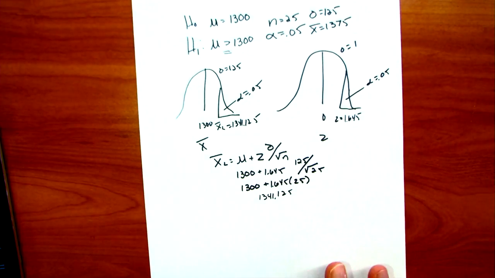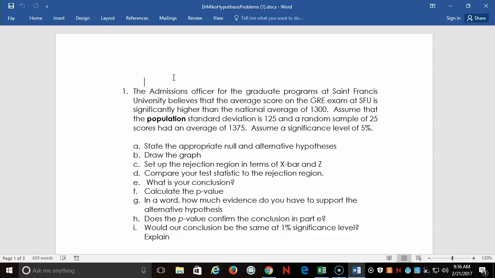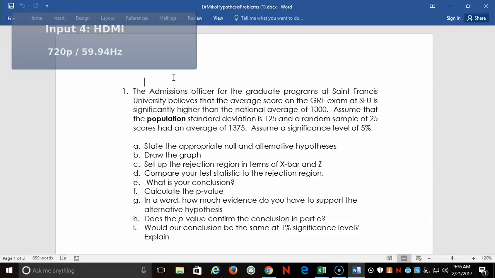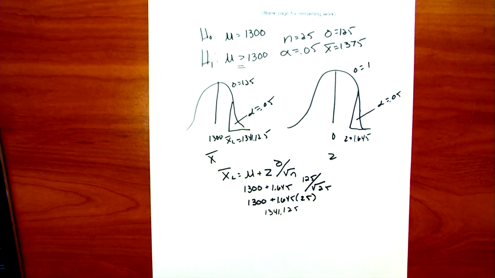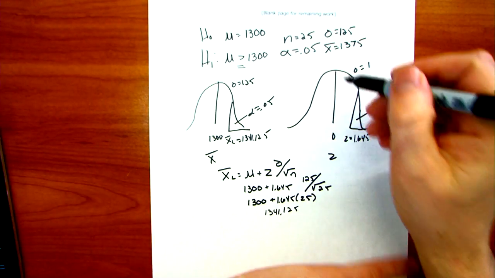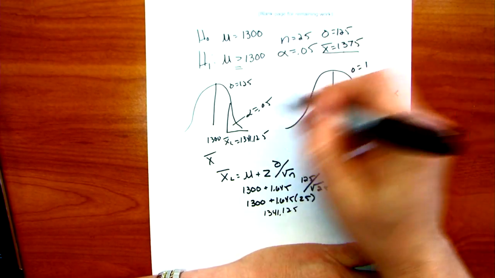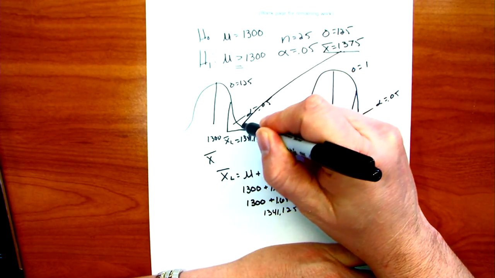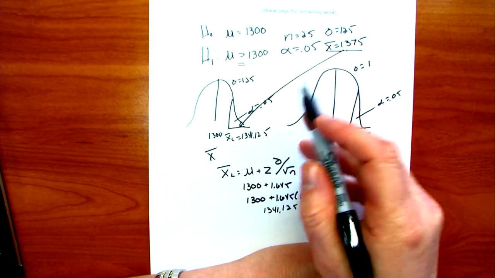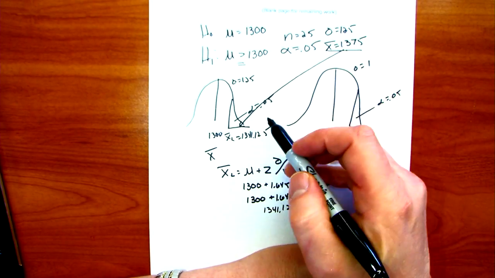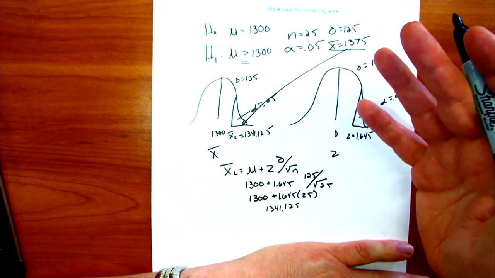Okay, so if you think about it, that means we're done with part C. We've set up the rejection region in terms of Z and X bar. Does anyone have any questions on those first few steps? All right, very good. D says compare your test statistic to the rejection region. So here is my test statistic. This is my evidence, and this is the rejection region in terms of X bar. And we can clearly see that it starts at 1341. The evidence is 1375. It's in there.